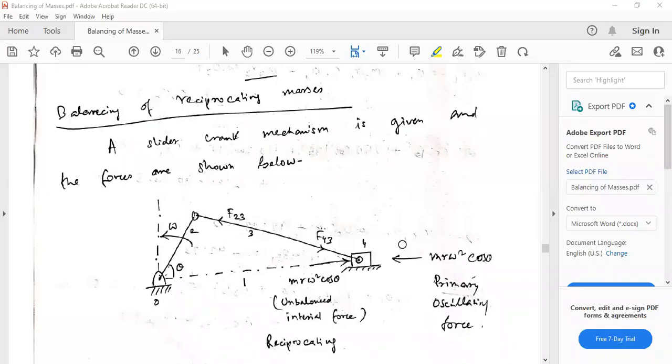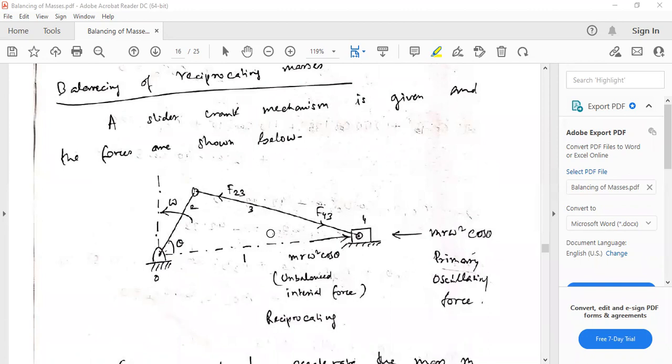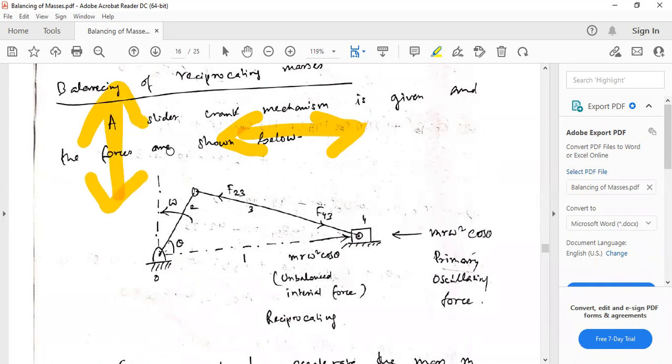Students, this is a class where we will be talking about balancing of reciprocating masses. The reciprocating mass will move in a horizontal direction, or in a vertical manner, like this and like this. When this type of to-and-fro motion causes some unbalance, we will have to balance that part of the reciprocating mass.